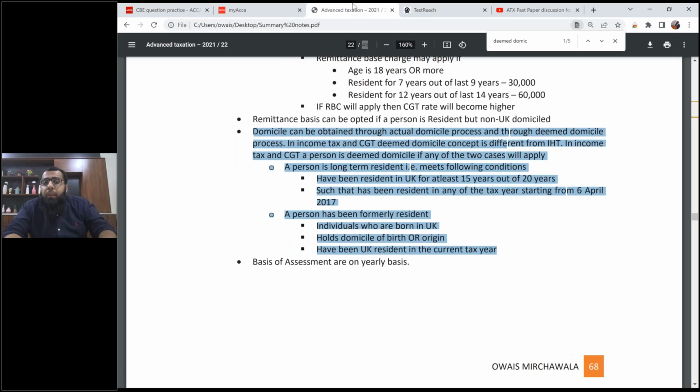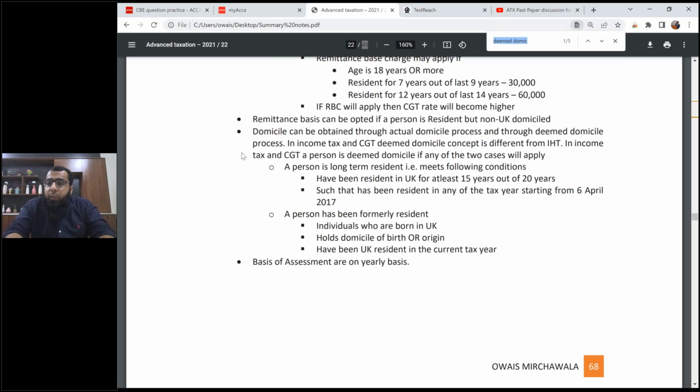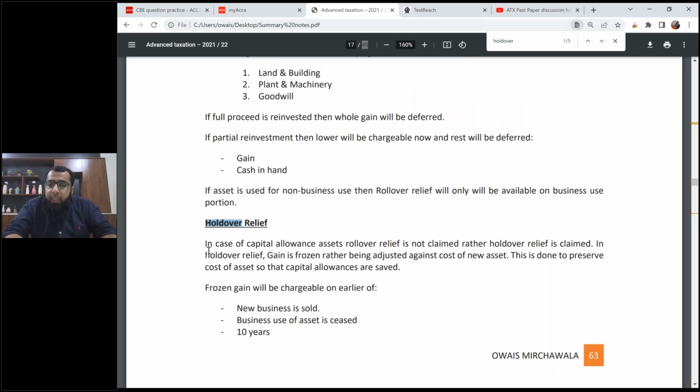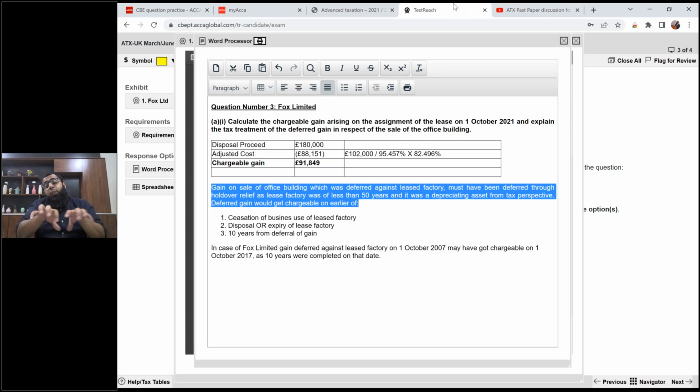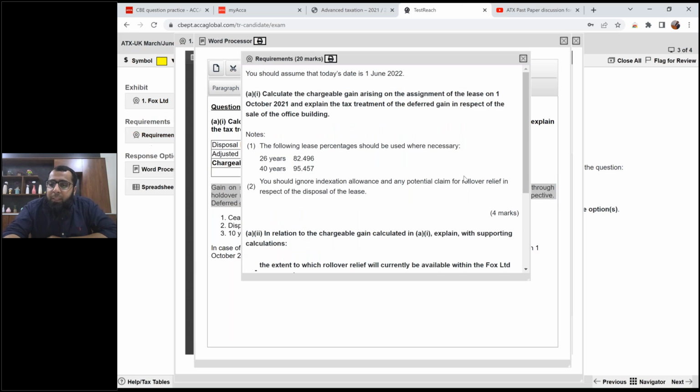If you don't remember the rules of the holdover, you can simply go to summary notes and write holdover relief, and here are the rules of the holdover relief. Now again, you all should have become demotivated: sir, how will we do it? Take a break, look at the requirement. How many marks were for this part? Only 4 marks.